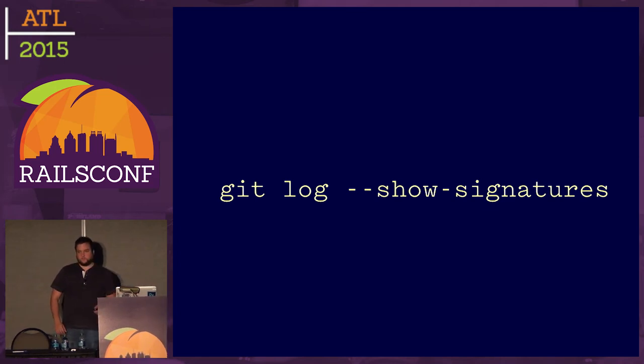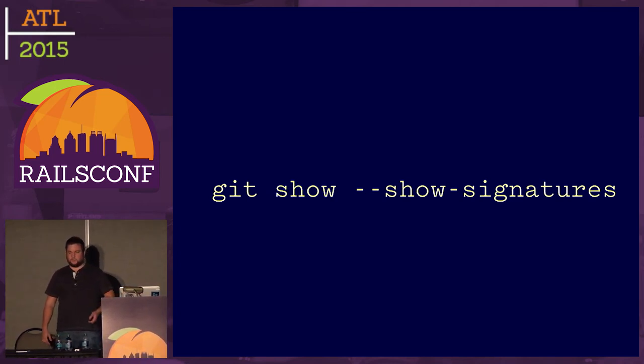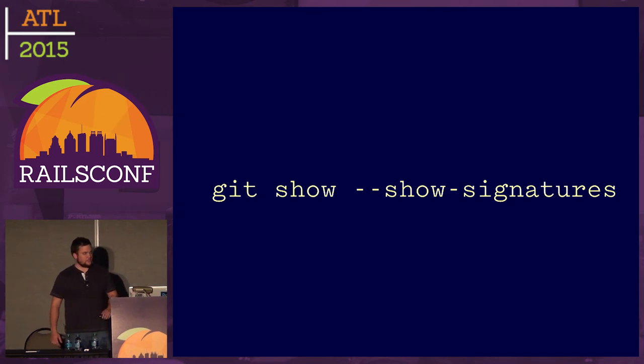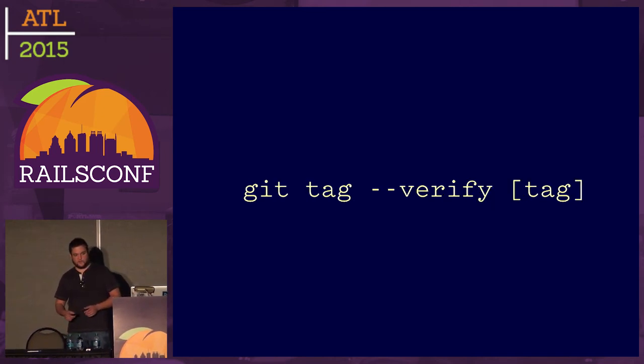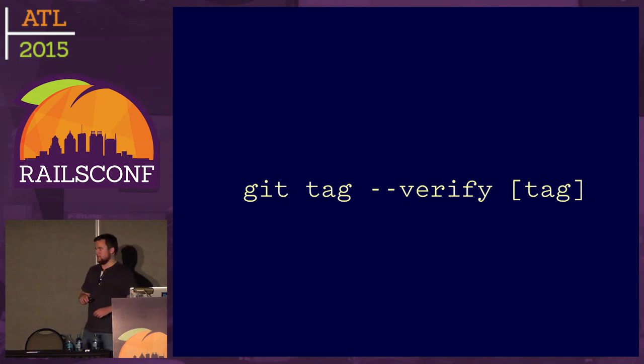Git show will do the same thing, but just for a specific commit-ish. And then you can do git tag --verify with a tag name to verify that a specific tag was signed. So you'll see tags a little bit more often in the wild because it's easier to convince people that they should be signing tags than it is commits.